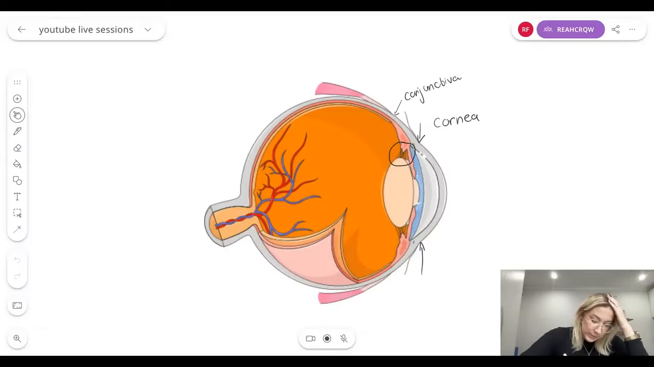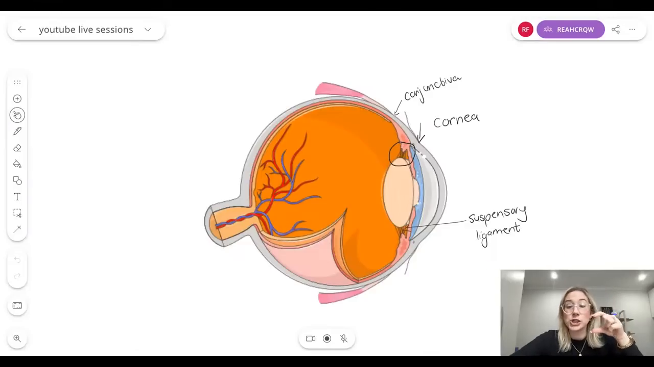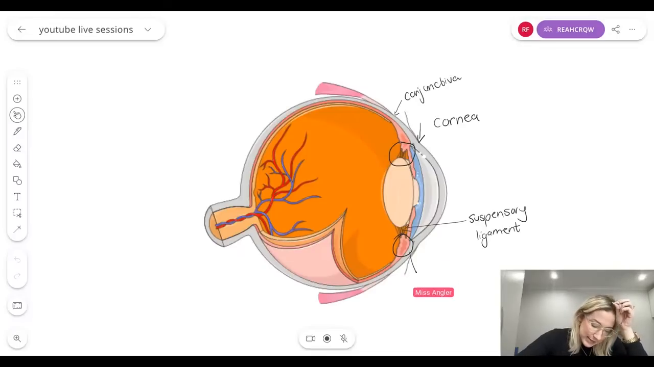So first of all, let me just rub that out. First of all, these long filaments are the suspensory ligaments. And they are really important, as you might already know, because they change the shape of the lens. They make the lens fatter or thinner, which we will cover soon. Attached to that is this bulge of muscle, also known as the ciliary body.